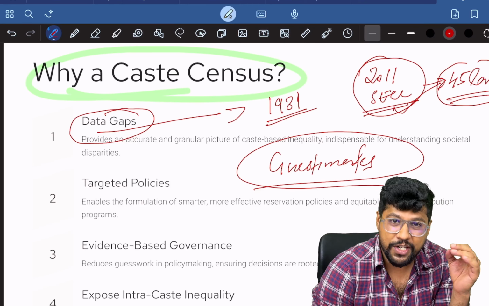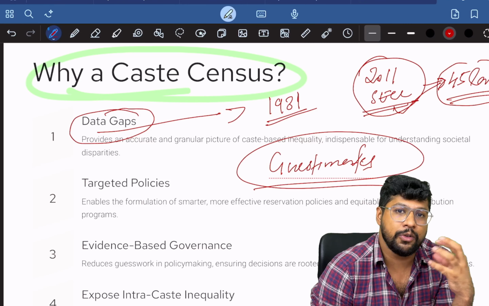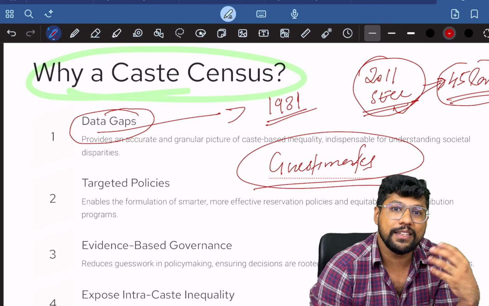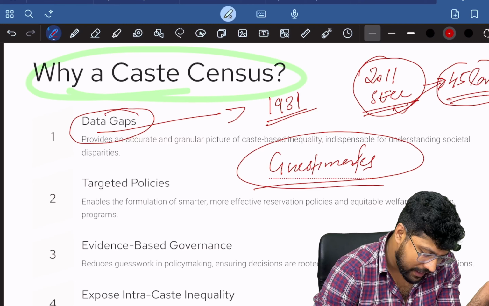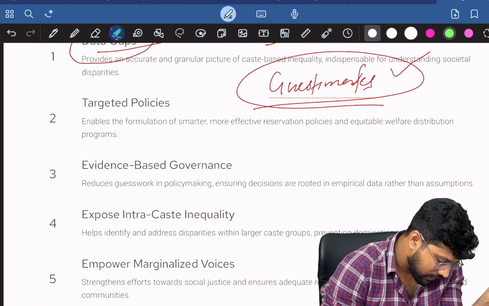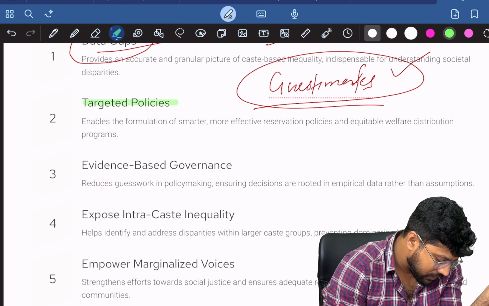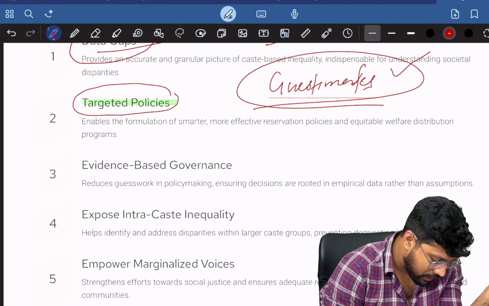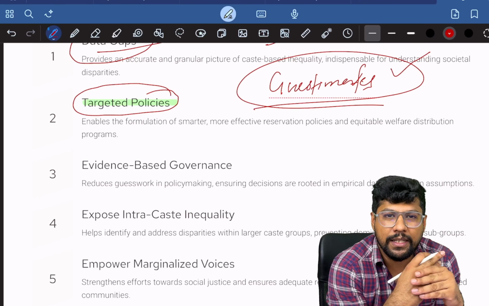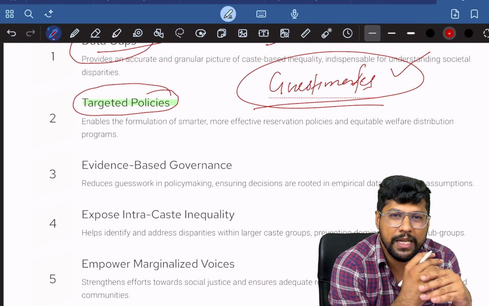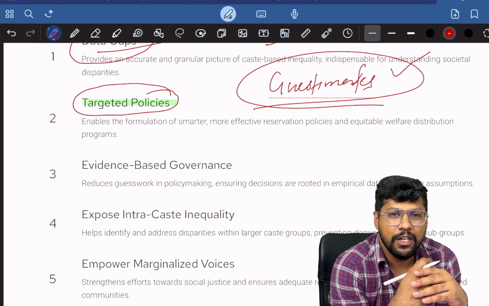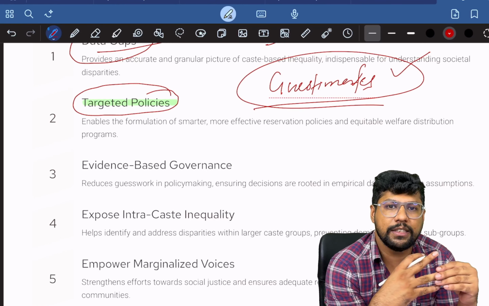So what is a guesstimate? A guesstimate is a situation where you start guessing the data rather than properly estimating it. That will have a wider impact on policy implementation, and this also will impact targeted policies. For example, if you are not identifying the proper data, now we are giving a reservation for OBC, but many sub-OBC communities or many castes under OBC are yet to receive the reservation benefits. So that is why we are demanding subcategorization of caste.